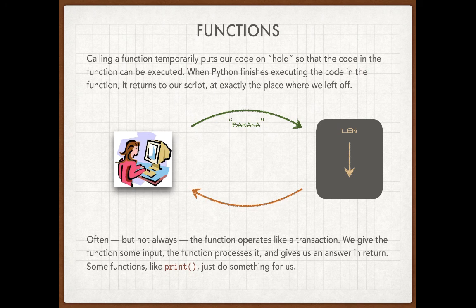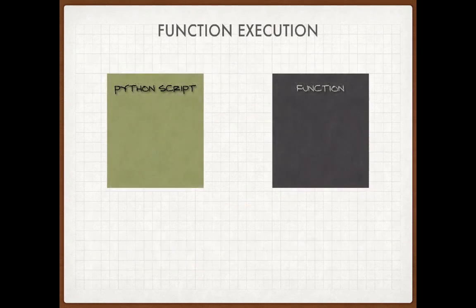So just take an example here. Let's say we pass the string banana to len. What len is going to do is just count up how many letters are in there, right? So we're going to get the number 6 back in return.